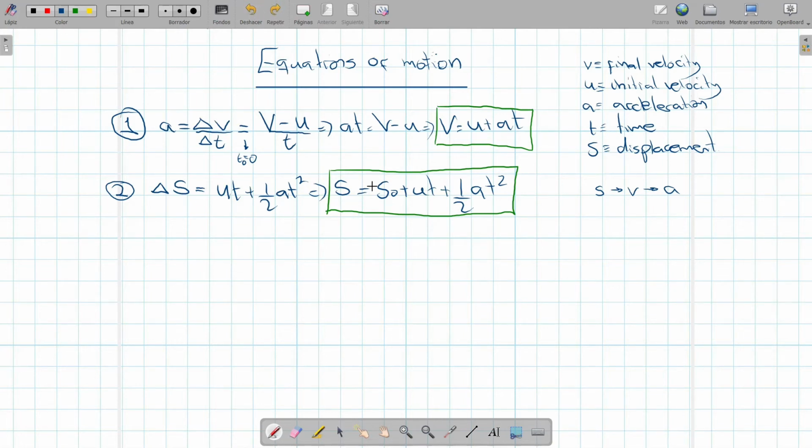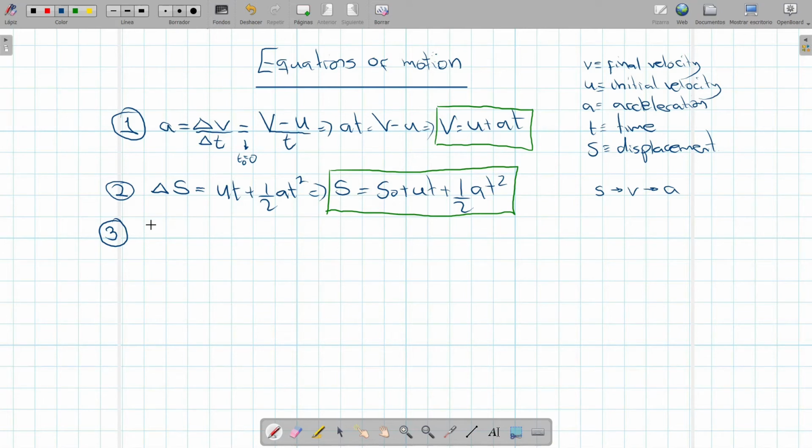Okay, and we said that there was a third one. The third one is useful because it doesn't depend on time like the two previous ones do. But I'm going to obtain it mathematically from these two. With the first two, we can solve every problem, but sometimes we can get to the solution faster if we use a third one.